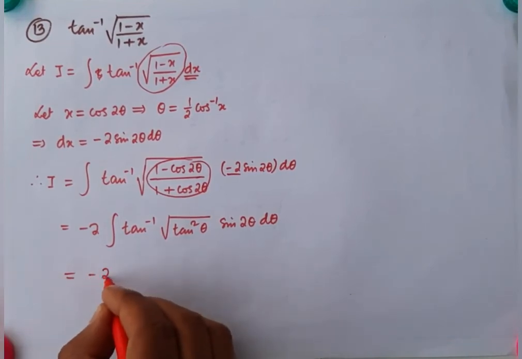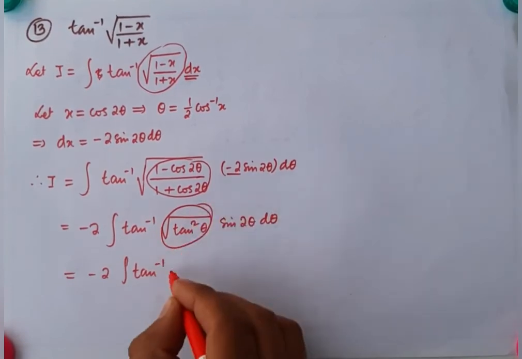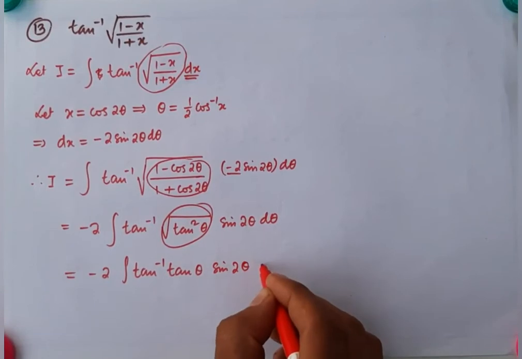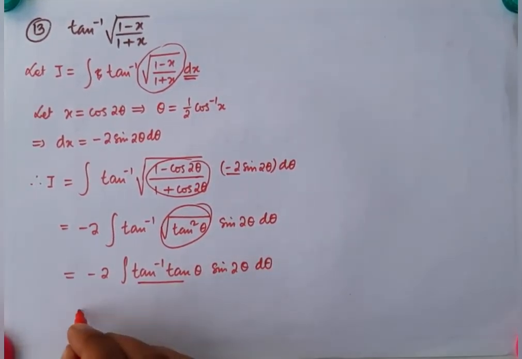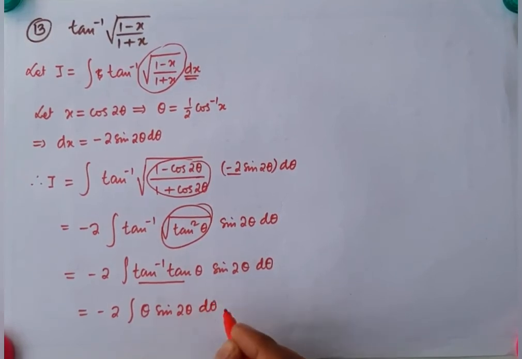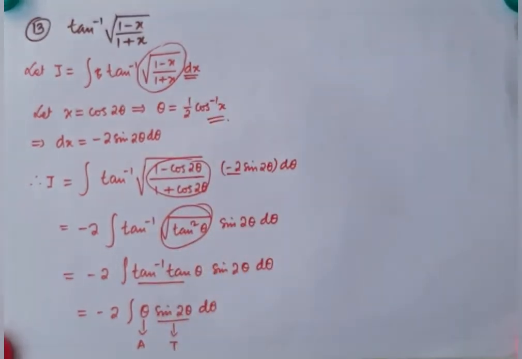Okay, so minus 2, we have this tan inverse, this is what, isn't it tan theta? Yes, so we have sine 2 theta d theta. Now see here, this tan inverse and tan gets vanished and you will get only theta here. So theta sine 2 theta d theta. Now will you be able to do this? Definitely. So this is your algebraic function, this is your trigonometric function. Do the needful. At last substitute the value of theta to be this much. That will be your answer.